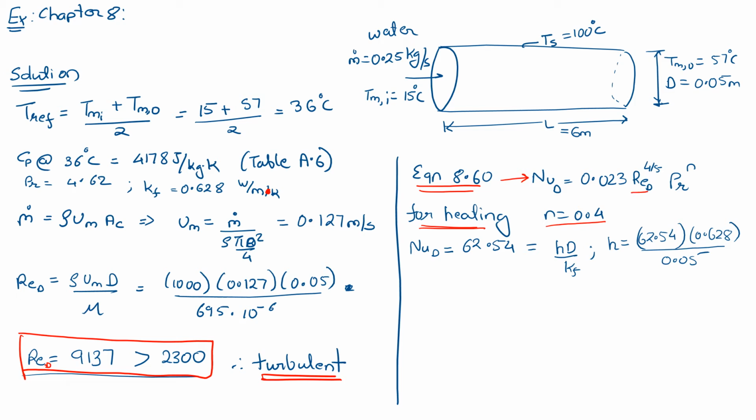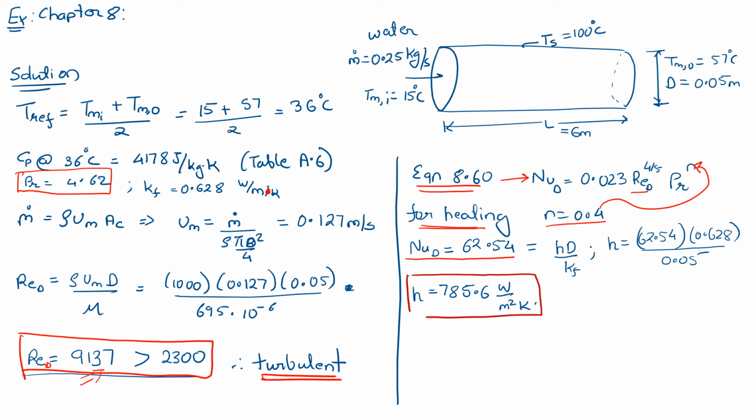On substituting the value of Reynolds number that we just found, the Prandtl number which we got from the table, and the value of n, we get our Nusselt number as 62.54. And we know the relationship for Nusselt number is Nusselt number equals h d divided by k_f, where k here is the thermal conductivity of the fluid. On substituting these values, we get our heat transfer coefficient as 785.6 W/m²K.